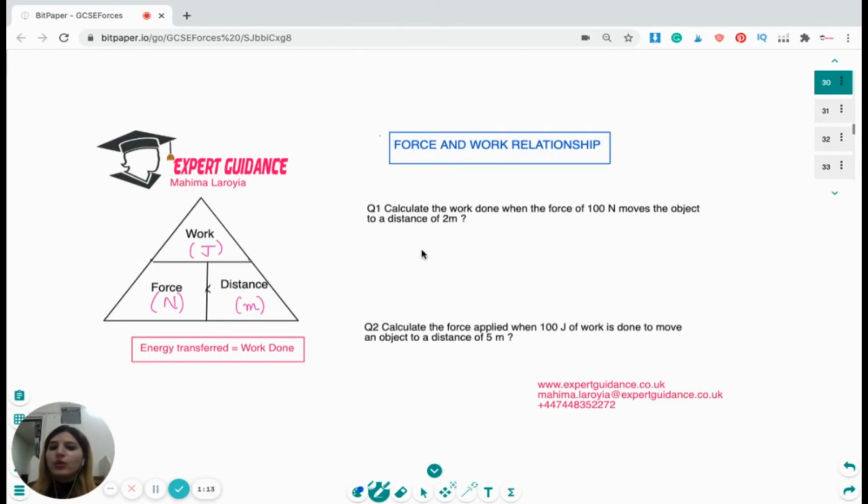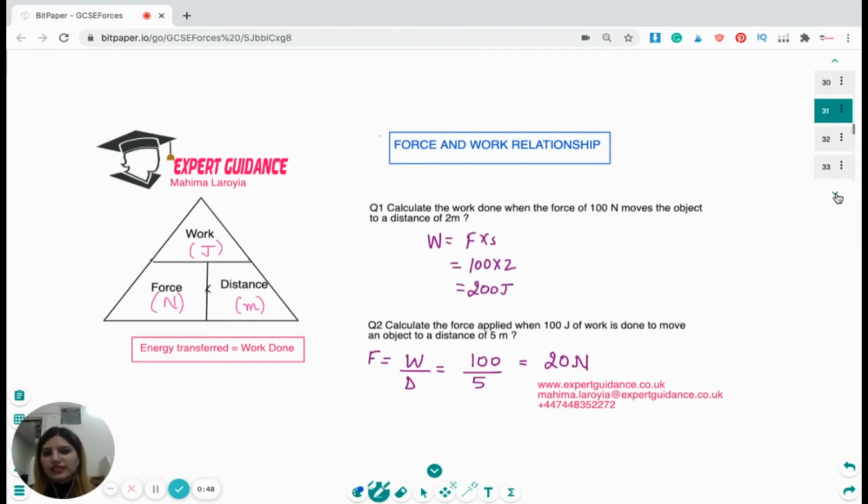Okay, now what is the relationship between work done and force? Work done is force times the distance, and work done is also equal to energy transferred. Now there are two questions which you can try. First, calculate the work done when the force is 100 newtons and it moves an object by 2 meters. And in the second case, calculate the force applied when 100 joules of work is done to move a distance of 5 meters. So you can pause the video and try this question.